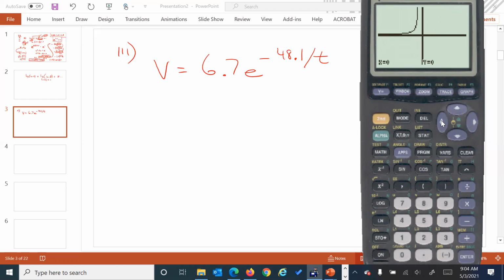Taking the asymptote, let me just check. Why would you be in the negative x's? That does not make sense. This is 3.4. 100.